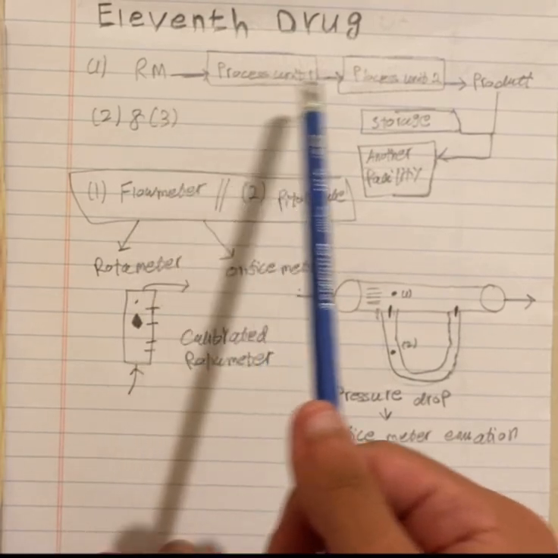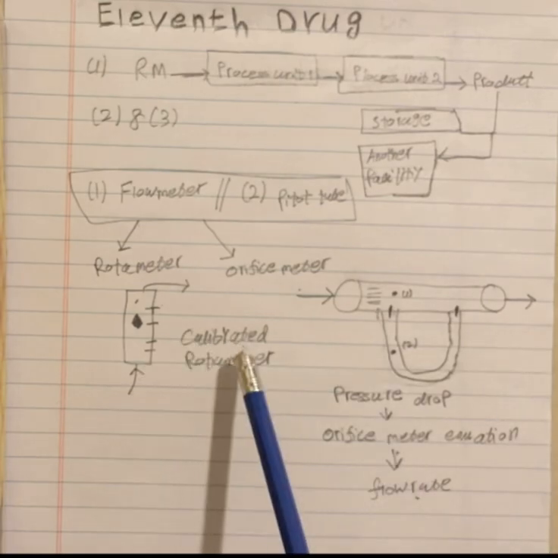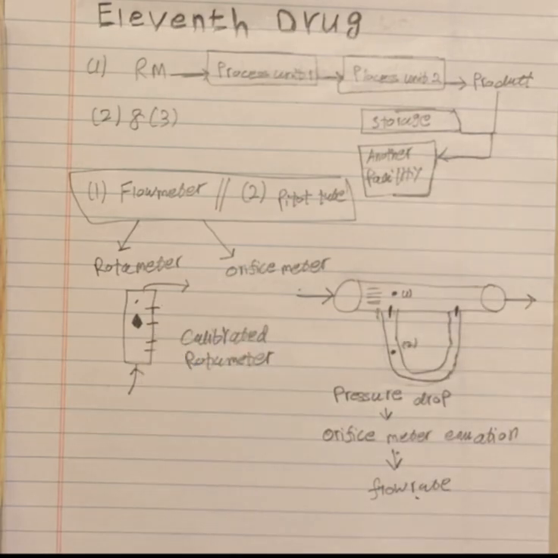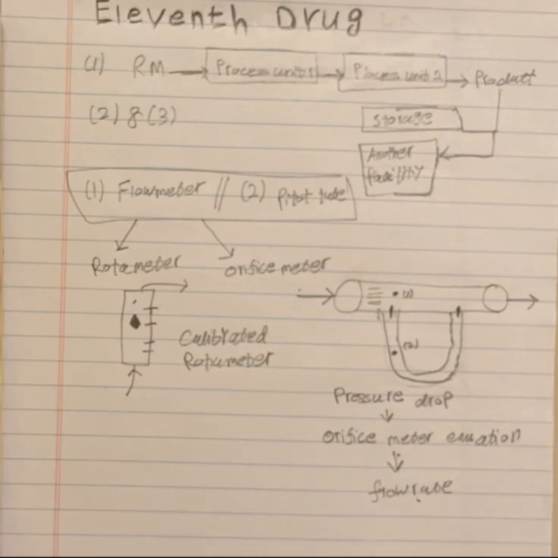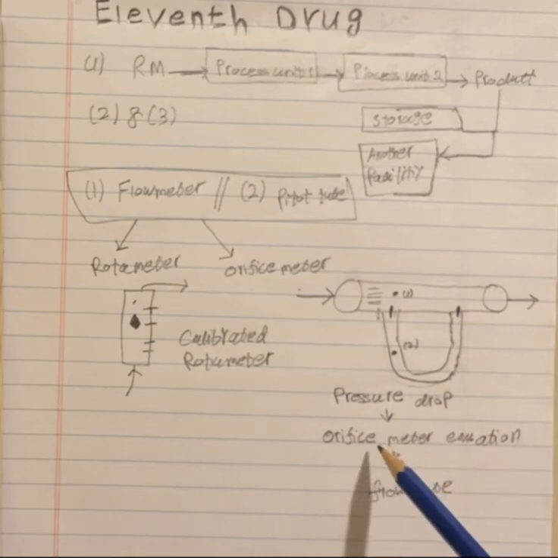You want to measure this flow rate in order to assure that what you are producing and the amount you are producing is within the term required by the market or whatever. So you use measuring devices, and with these measuring devices you find the flow rate. But this one uses a calibrated rotameter, and the float reading is the value of the flow rate, whereas the orifice meter uses a pressure drop that, if you relate it with the orifice meter equation, you can find the flow rate that you want.